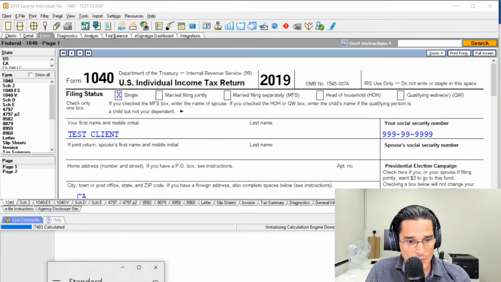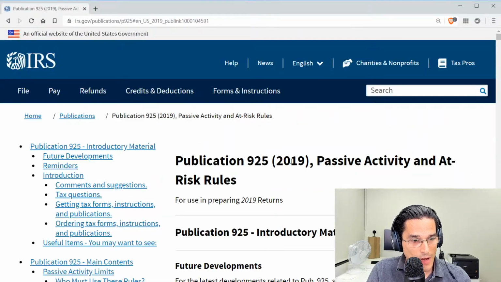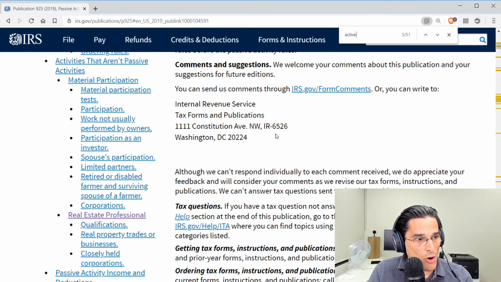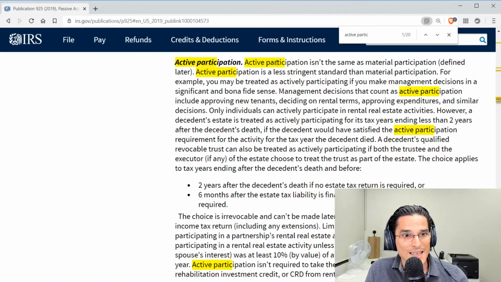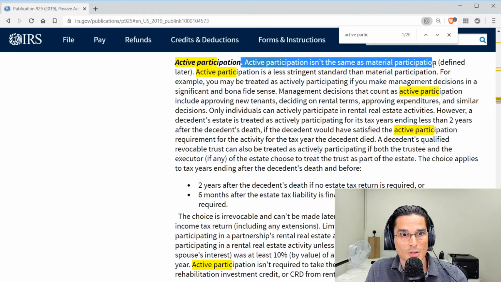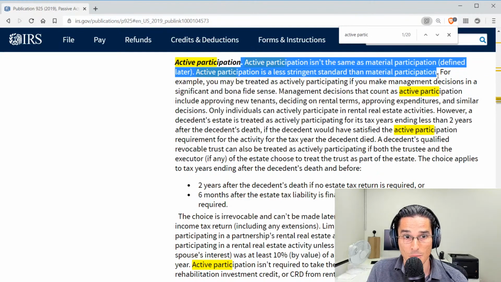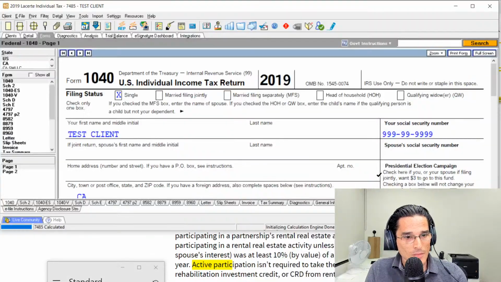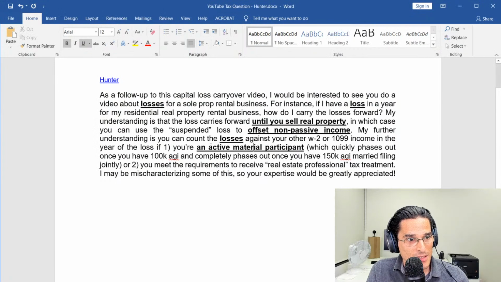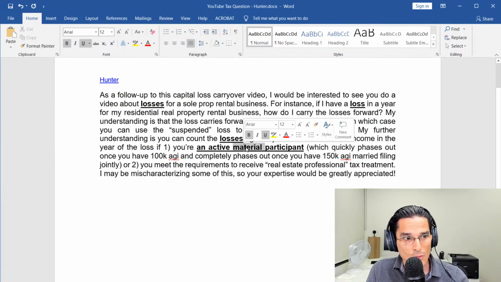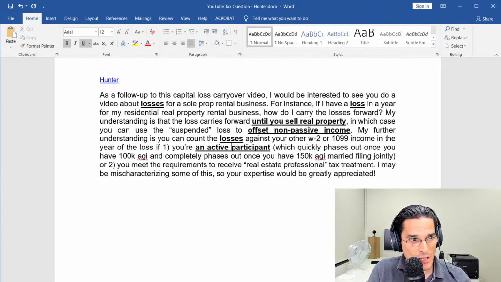Active participation, if we go back to Publication 925, is its own animal. Active participation isn't the same as material participation, defined later. Active participation is a less stringent standard than material participation. So what we're saying when we phrase it like this is two totally separate things. We want to be careful. So I know what you're getting at. You're going for active participation here. So let's edit that part just so it's very clear. All right.